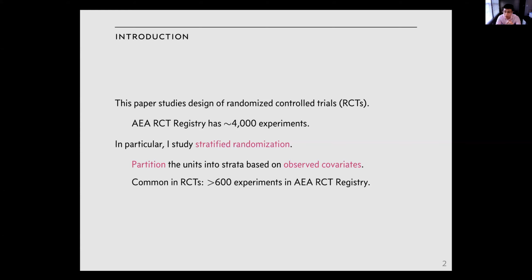I will define it formally later, but in a few words, with stratified randomization you have some units, and you partition them into different groups, or strata, based on their observed covariates. For instance, you might have information on their gender, their age, their income. You first partition them into different groups, and then randomly assign half of each group to treatment. This strategy is also very common in RCTs. You can find more than 600 experiments in the same registry that I've just mentioned.